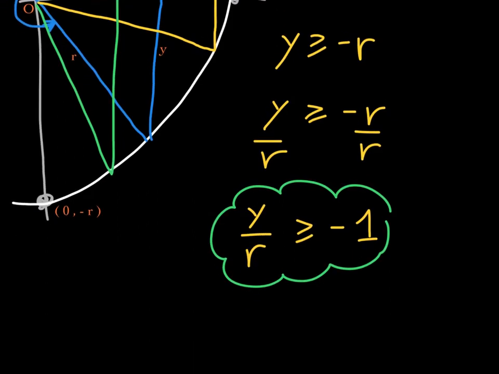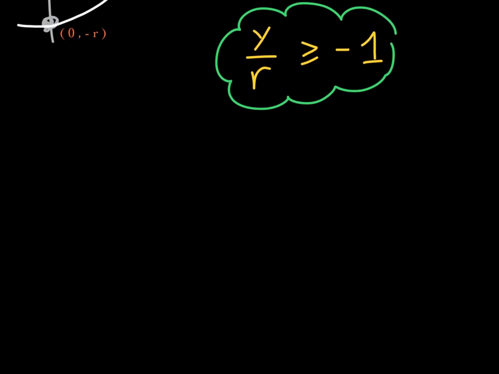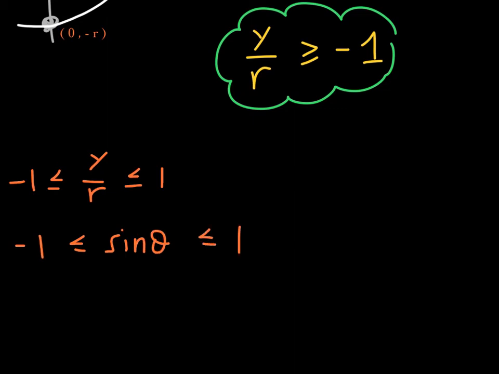So if I combine those two statements, I have the following. Y over r is less than or equal to 1, but it's greater than or equal to negative 1. And y over r is exactly how sine of theta is defined. So we just figured out that the range for sine of theta will always be between negative 1 and 1.